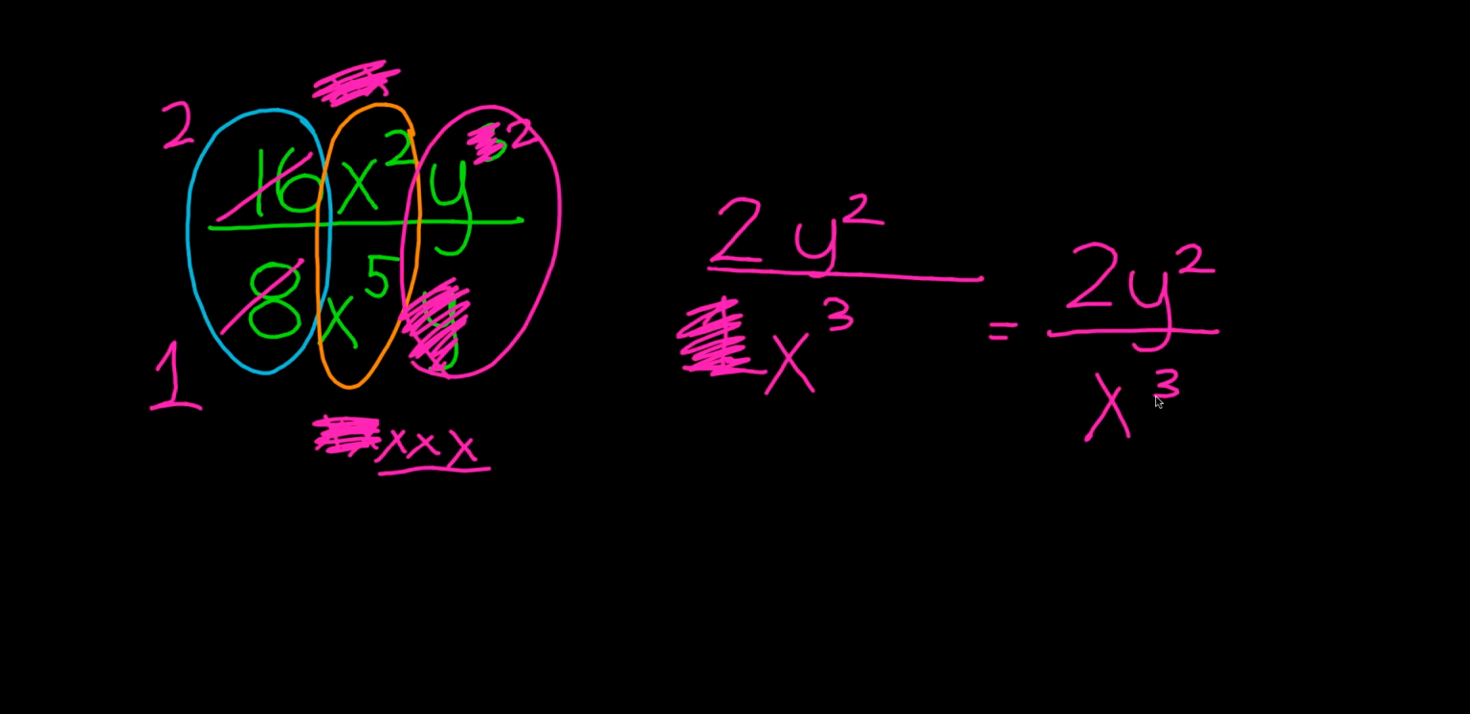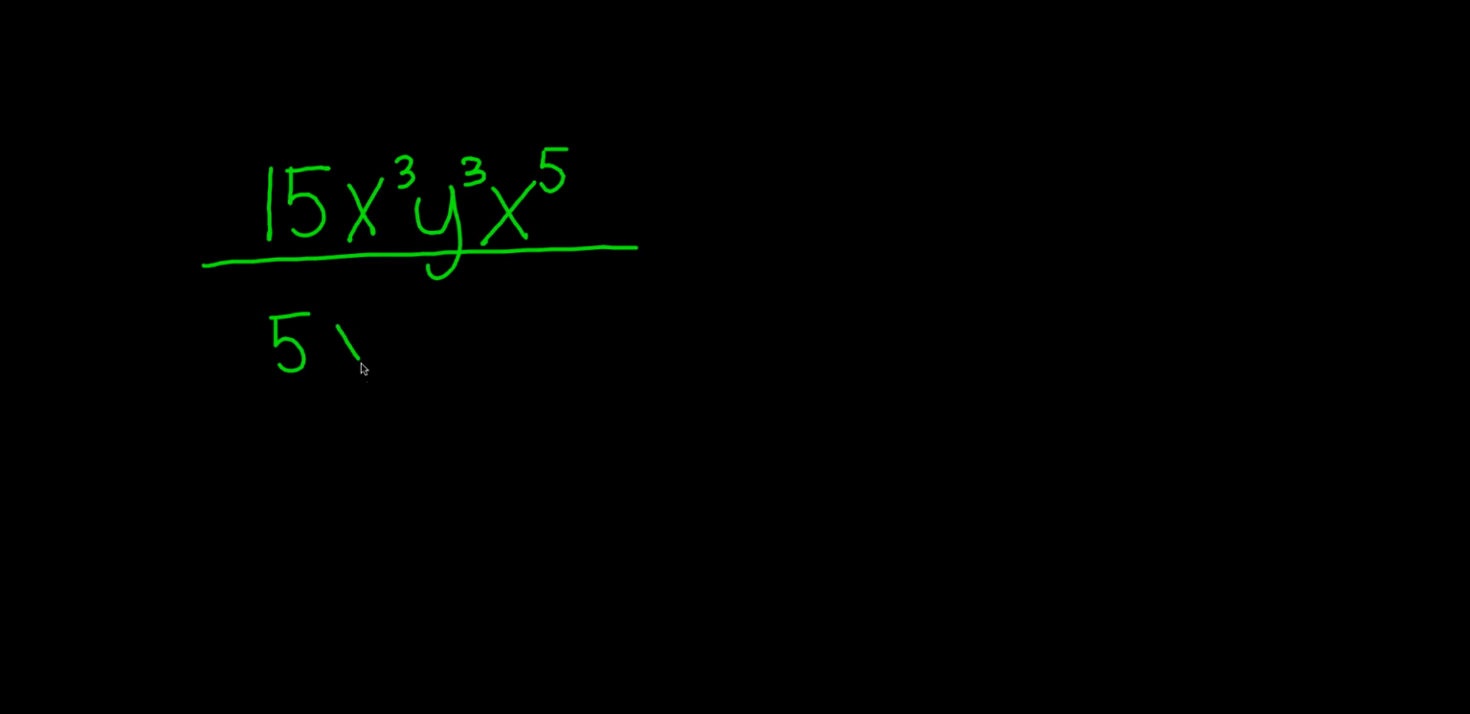Let's look at one more with coefficients that you can take a look at yourself. And so let's take a look here at 15 x to the third, y to the third, x to the fifth, over 5 x squared y cubed squared. Go ahead and simplify that. That's going to take all the rules that we've come up with so far.